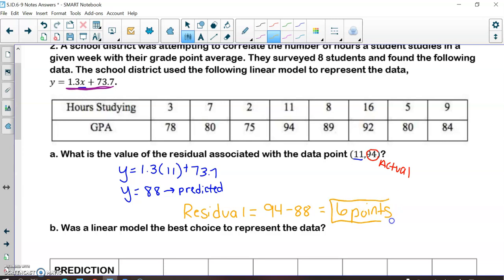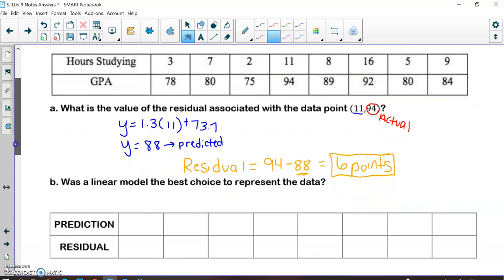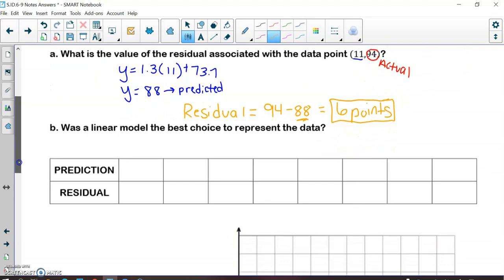Remember, a linear regression model or any regression model is just an estimation. Let's say another student studied for 11 hours. Well, they might not have a GPA of 94, but the model's predicting that they're going to have a GPA close to 88. That's why we have the linear regression model, to predict what the value could be for another student that studies 11 hours.